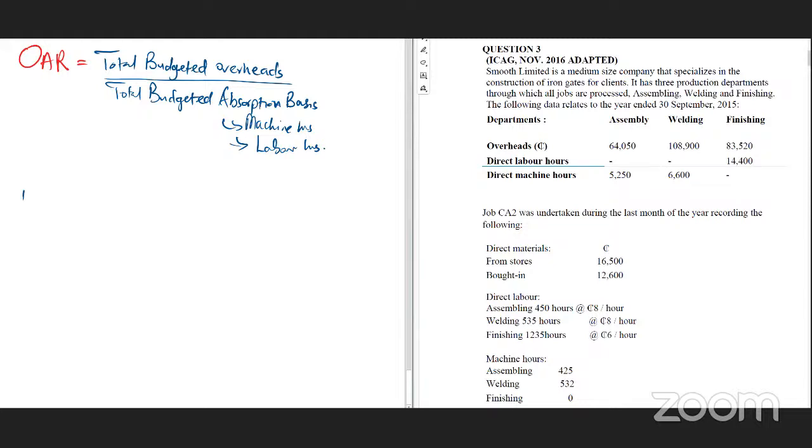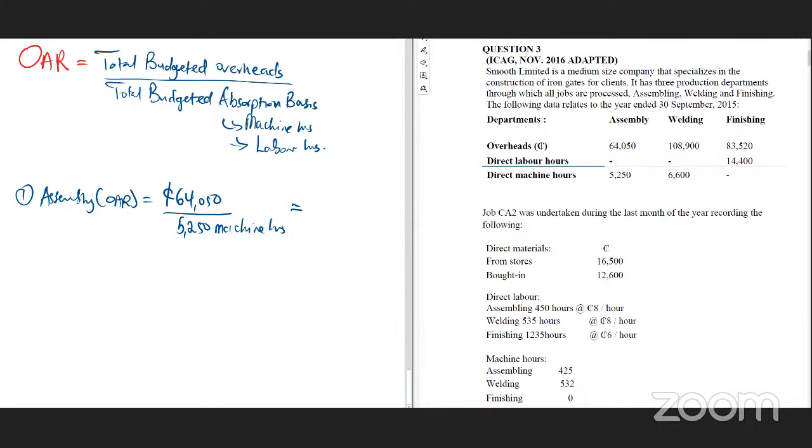The very first thing is that I want to get the OAR, the overhead absorption rate, for the assembly department. That gives me the total overheads in assembly over the total machine hours I have for assembly. The total overheads was 64,050 over 5,250 machine hours. That gives us how much? I want someone to calculate and give me the figure, just one person, so that it wouldn't be like everyone is talking.